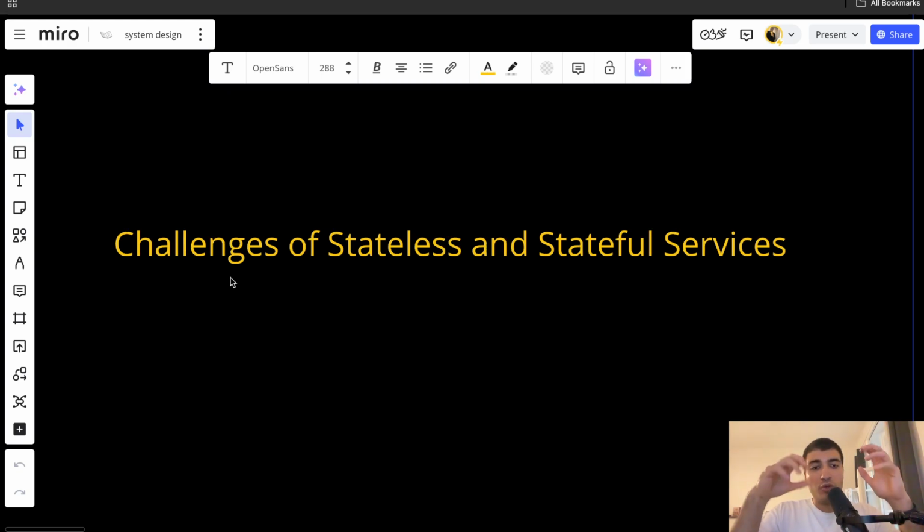A common solution is to externalize the state by storing it in a database or in-memory cache like Redis. For example, instead of storing user session information on the server, you could store it in Redis. This way, any server can retrieve the necessary state information when processing a request, while the services themselves remain stateless.